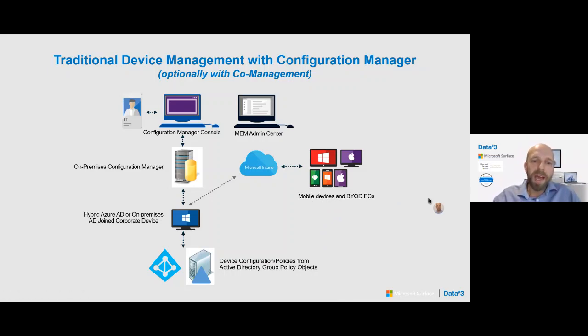How have we traditionally managed Windows devices? With an architecture like this, consisting of an on-premises Configuration Manager server or servers, optionally with co-management configured if you are taking the first steps to the cloud. Windows devices are on-premises Active Directory joined, potentially hybrid Azure AD joined. MDM and BYOD would be managed via Intune or perhaps another product. And device configuration and security policies are delivered via Active Directory group policy objects.